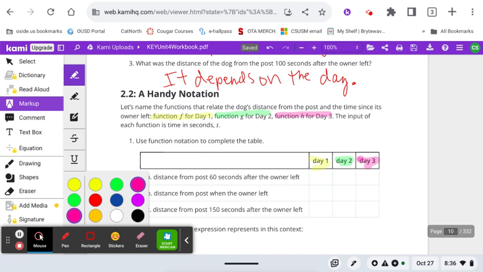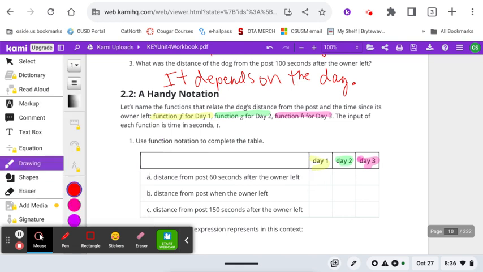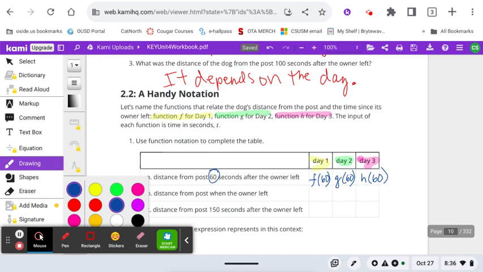So the distance from the post 60 seconds after the owner left, how would I put that into this specific name? We're now going to use the name of the function. Day 1 is called function F, and so we're going to say F of 60, our input. On day 2, we now call that function G, so we would call it G of 60. Say these out loud to yourself as you're doing them to practice this notation. And finally, day 3 at this input would be called H of 60.